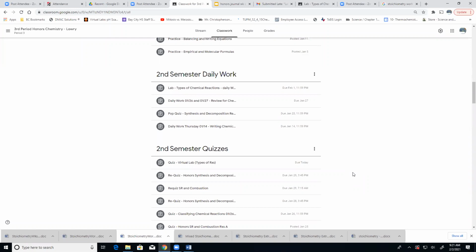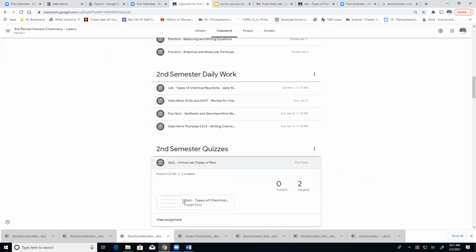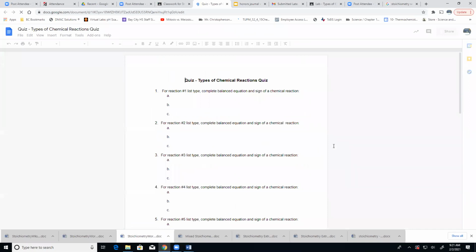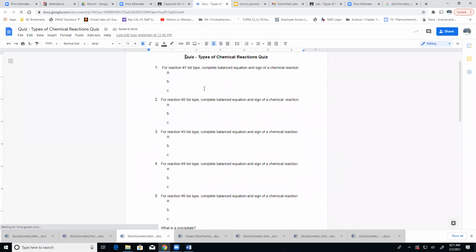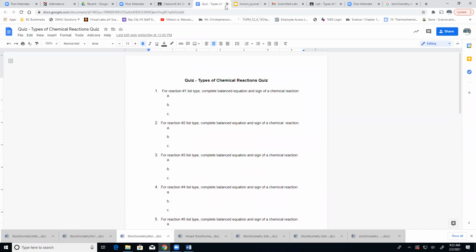So if you look at the quiz, number 1, 2, 3, 4, 5 is for each reaction. You're going to put the type under A, the complete balanced equation under B, and a sign of a chemical reaction you saw from that particular reaction. So put them in the order that I asked. And then there's a couple of questions after that. Ben and Jaheen, y'all good? If I could have a thumbs up. Thank you. All righty. Y'all got 8 minutes on it.